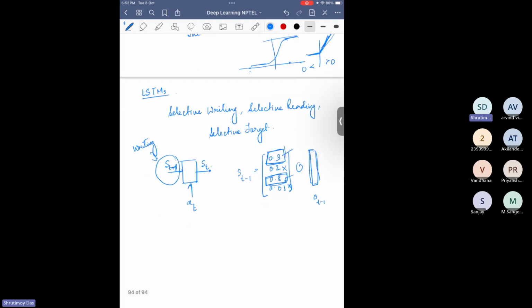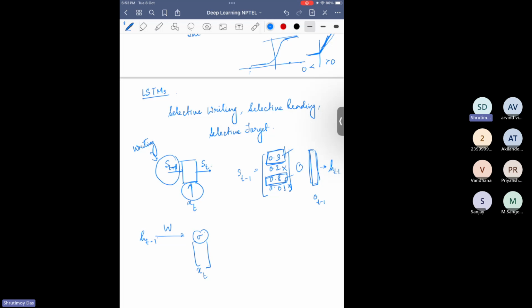Once you have the selective writing, the next part comes here, because st minus 1 is, so the output is generally given by ht minus 1. Now what you have is that your input contains w. You have ht minus 1 here, and then you have some vector, and you will have some non-linearity here because you are doing an operation.